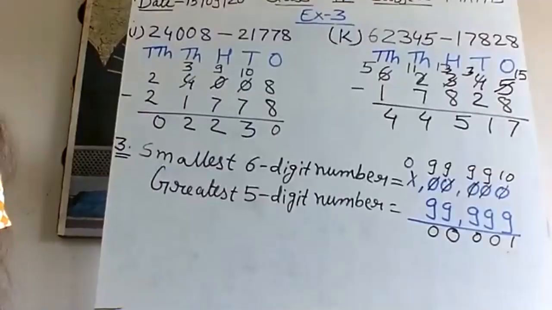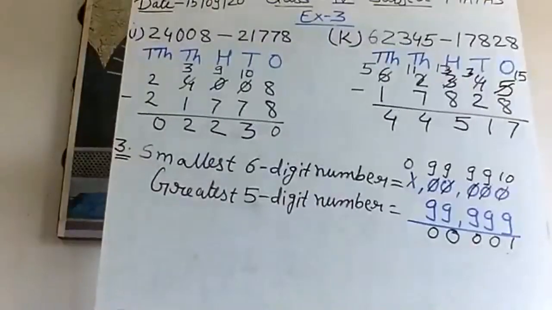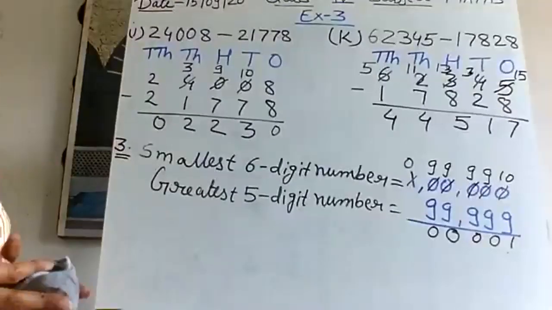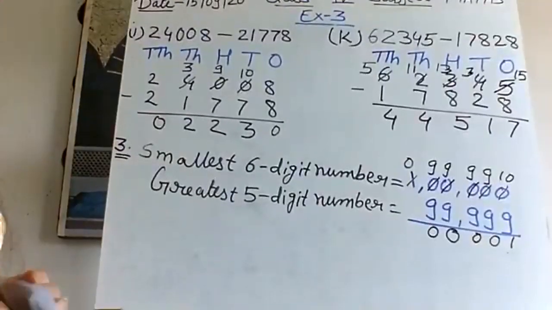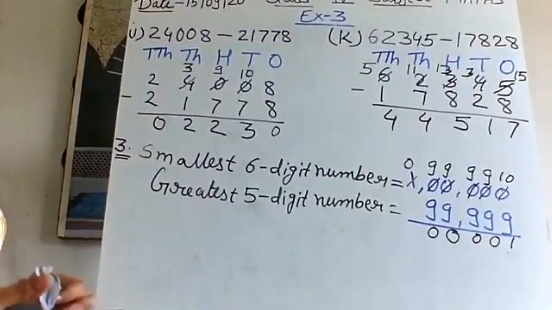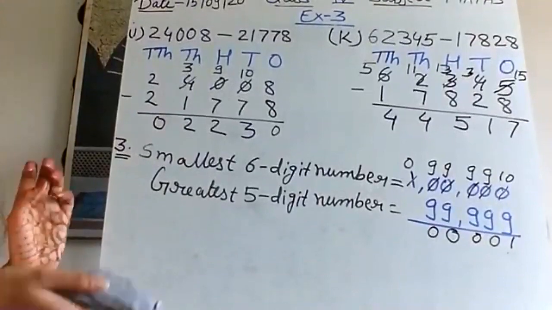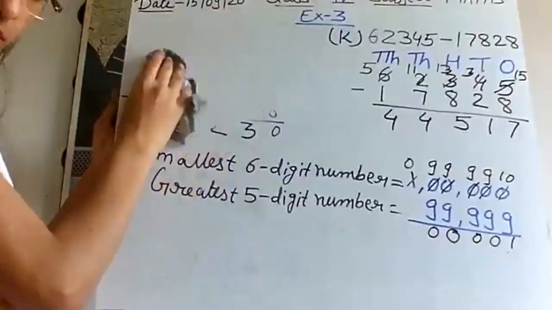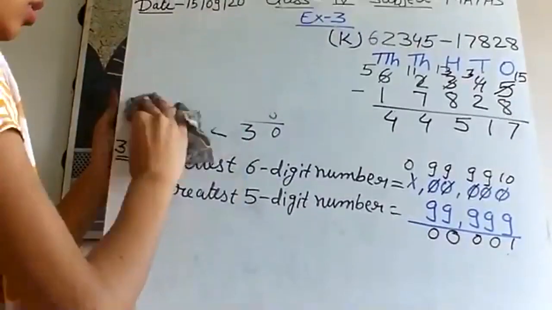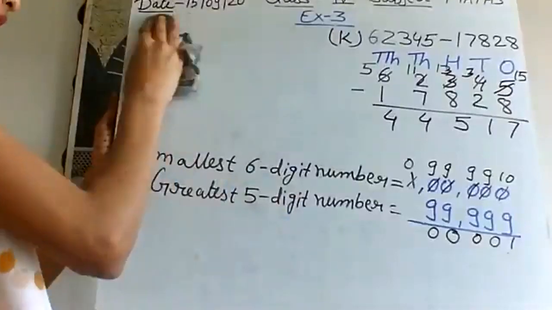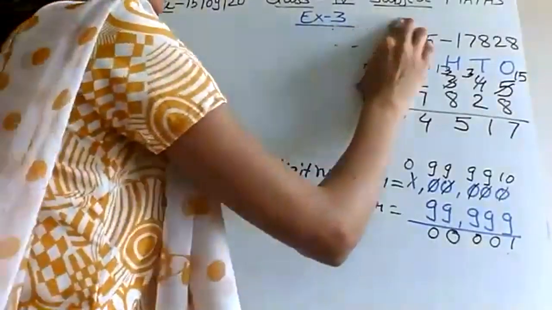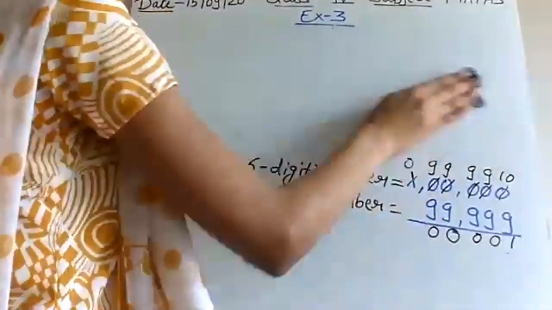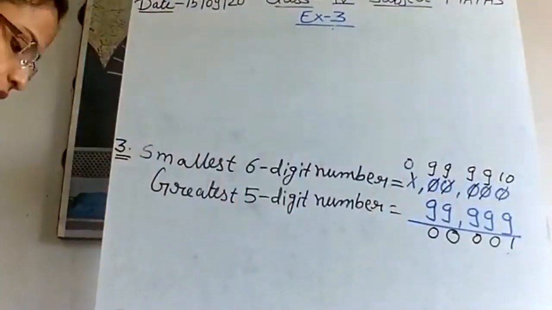Okay, only 10 minutes left. Any doubt till now? Otherwise, we will move to exercise 3. Okay, let's move to exercise 3. Question number 1 is subtract. But now we will deal with subtraction of 6-digit numbers. Till now we have seen subtraction of 5-digit numbers. Now we will see subtraction of 6-digit numbers.